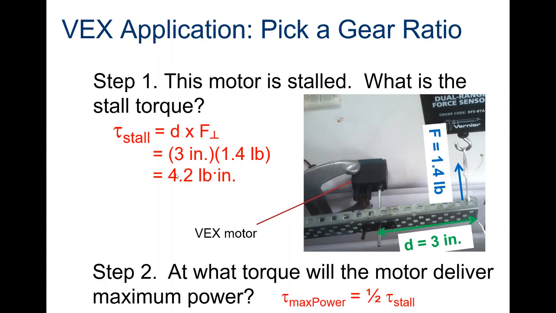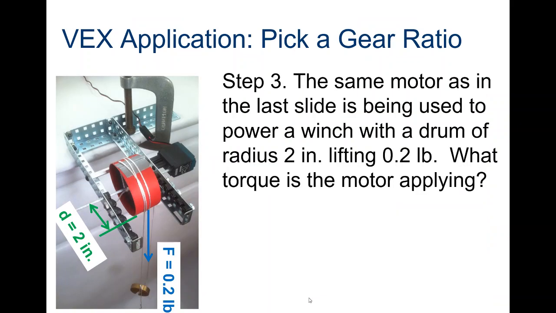In the first part here, step one, look at the stalled torque. It's force times distance. We have 3 inches times 1.4 pounds, so 4.2 inch-pounds, or pound-inches. For number 2, looking at what torque will the motor deliver maximum power. If we do max power, that's half the stalled torque. We do 1/2 of our stalled torque up here, and then we get 2.1 pound-inches. So we took our stalled torque, half of that, and that is our max power.